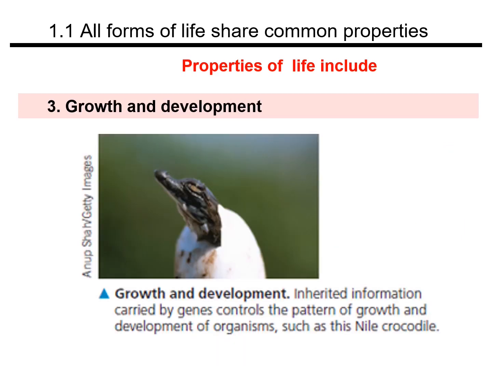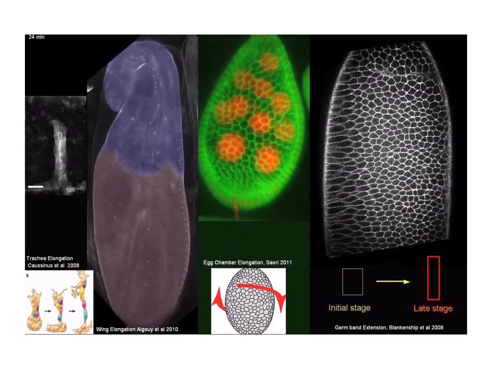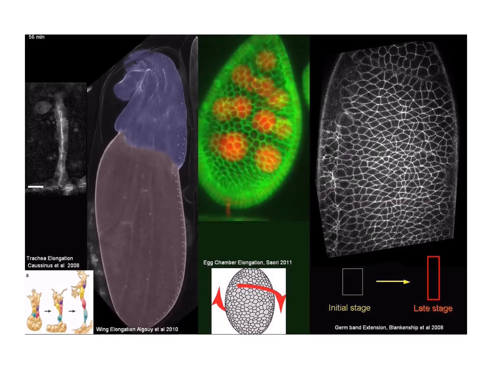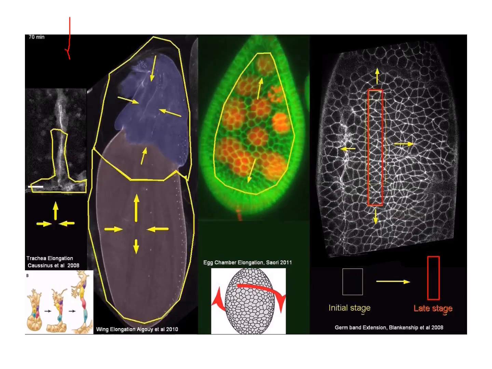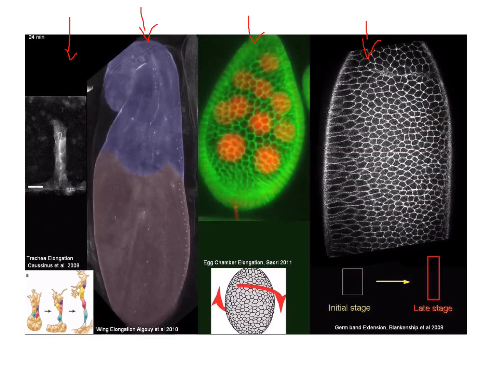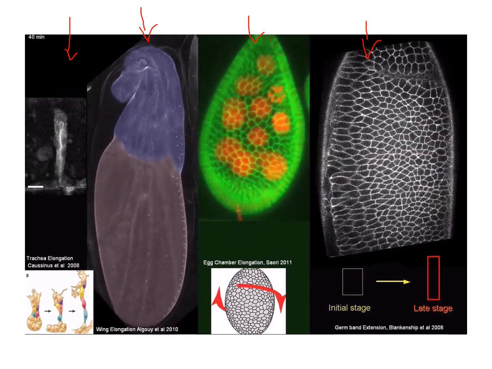The third property is growth and development, and I'm going to show you again a few examples that are not in your textbook. Here you can see four different tissues that you can find in fruit flies. Here you can find the trachea, here the wing of the fly, here the egg chamber, and here an embryo of Drosophila. What I want you to see is that there are a lot of changes during development.